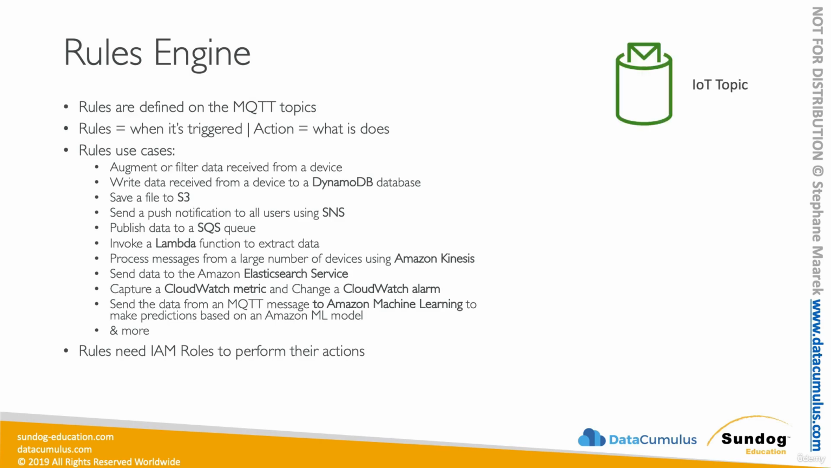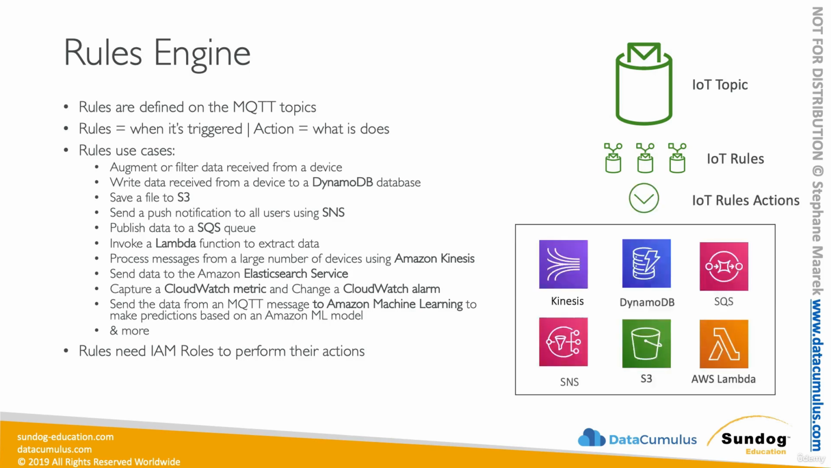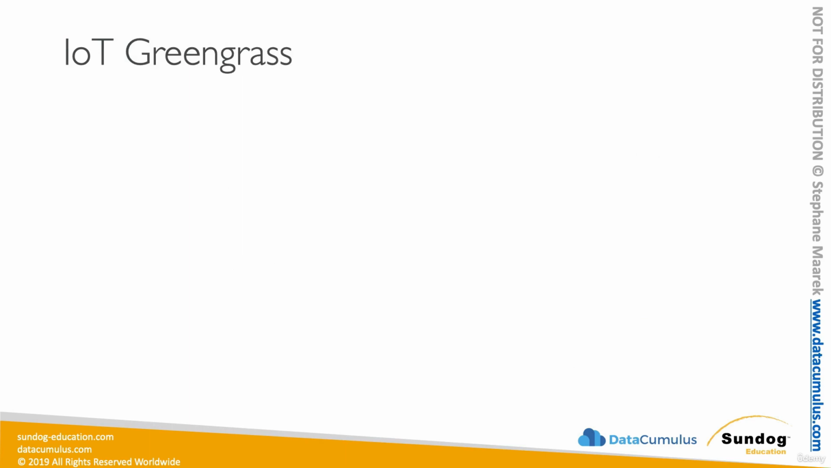So let's have a look at the graph. IoT topics will have rule actions, and these rule actions can send data, for example, to Kinesis, DynamoDB, SQS, SNS, S3, and AWS Lambda. So in the exam, if they ask you how do we get IoT devices to send data to Kinesis, the answer is do not use a direct PutRecord on the device. Instead, send it to an IoT topic and define an IoT rule action to send data all the way to Kinesis.